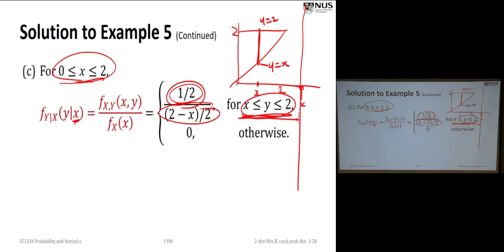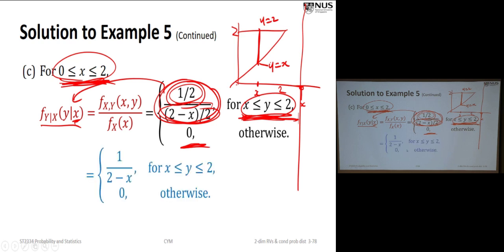Remember, for this expression you have to check the following. First of all, y must be between x and 2. Not only that, x must be between 0 and 2 in order for this expression to be valid to represent the conditional distribution. Outside these two regions, if this is not true, then the conditional distribution is also 0. So you simplify it, it becomes like that.